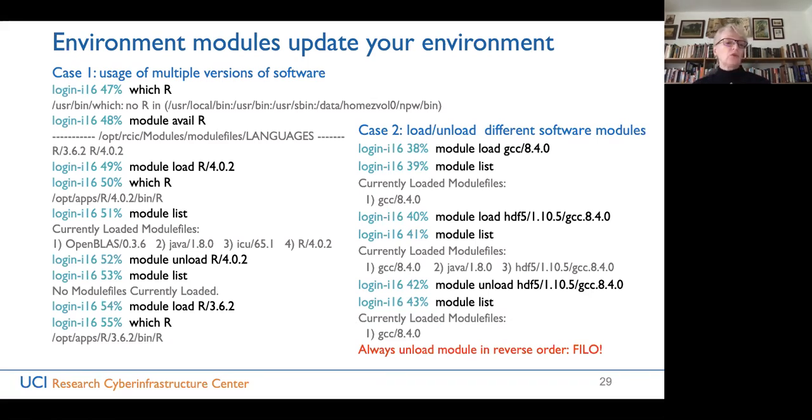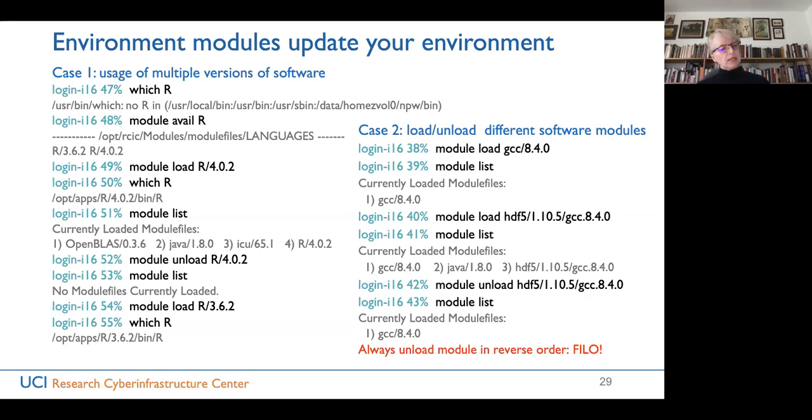I can load the module for version 4. I verify that that's in fact the R I will be using. And if you do module list at this point, you will see that all of a sudden, instead of just R, you see 3 additional modules loaded: OpenBLAS, Java, and ICU.